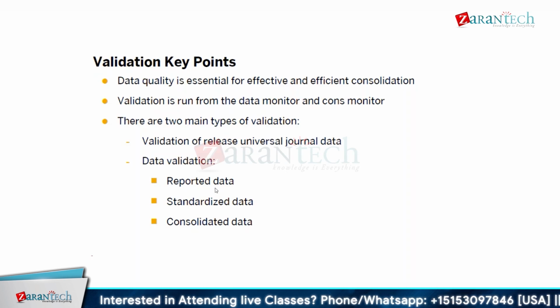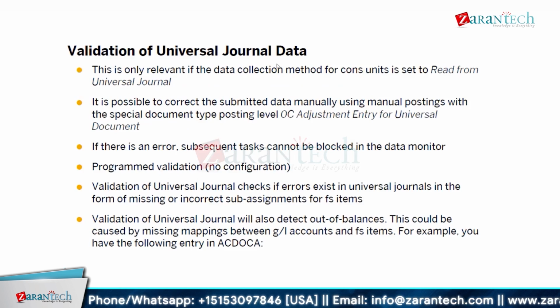That means there are two main types. One is validation of universal journal, and the other is data validation. In data validation, there are three types: reported, standard, and consolidated. The one we are doing is reported data. Validation of universal journal data, we have already done. This is only relevant if the data collection method for consolidation is read from universal journal. The validation of universal journal which we did while closing is only for your universal data.